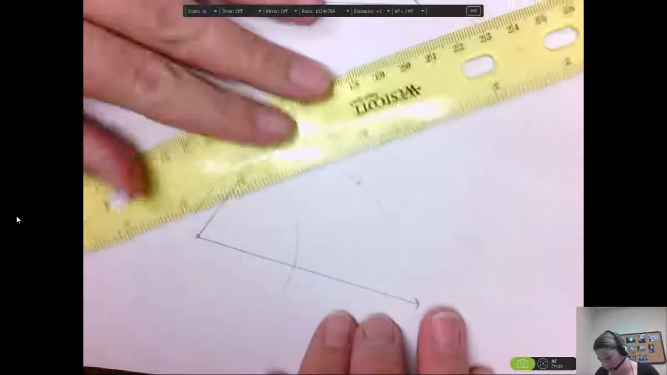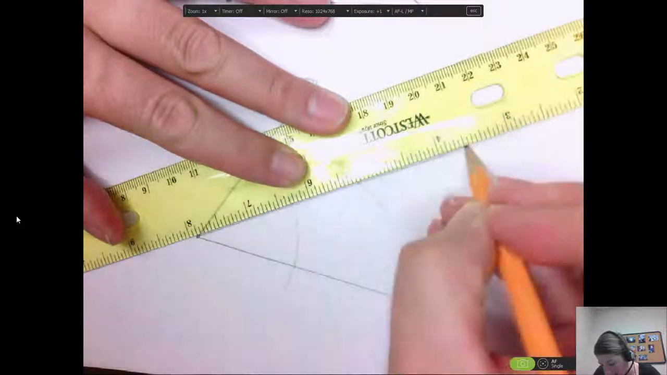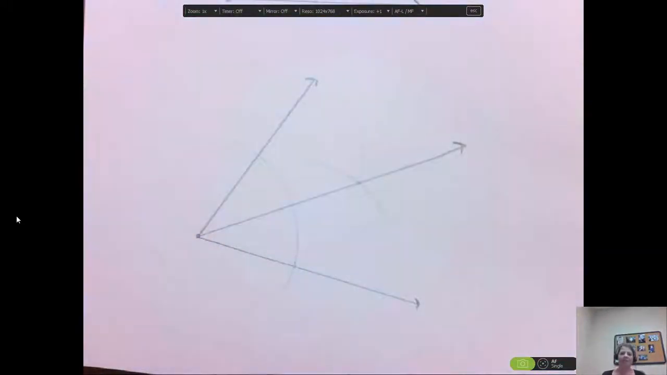So we'll line up our vertex, and this line bisects our angle, and you can easily see this is equal to this. It was a really good bisector. So those are the two constructions that it wanted you to learn for this chapter.